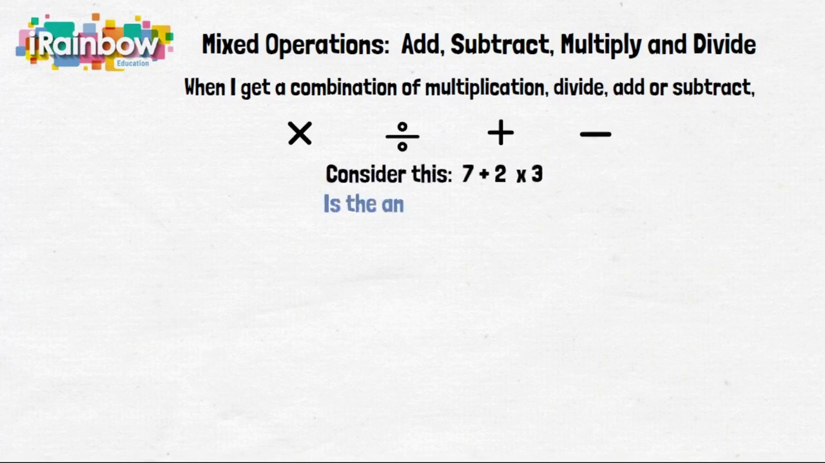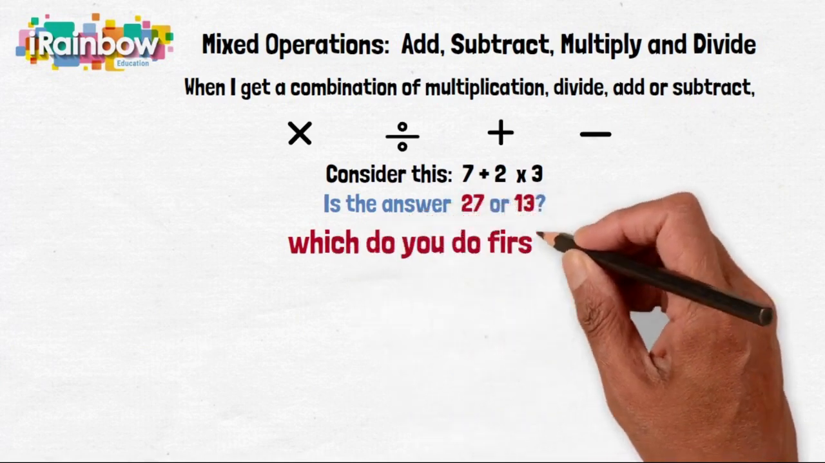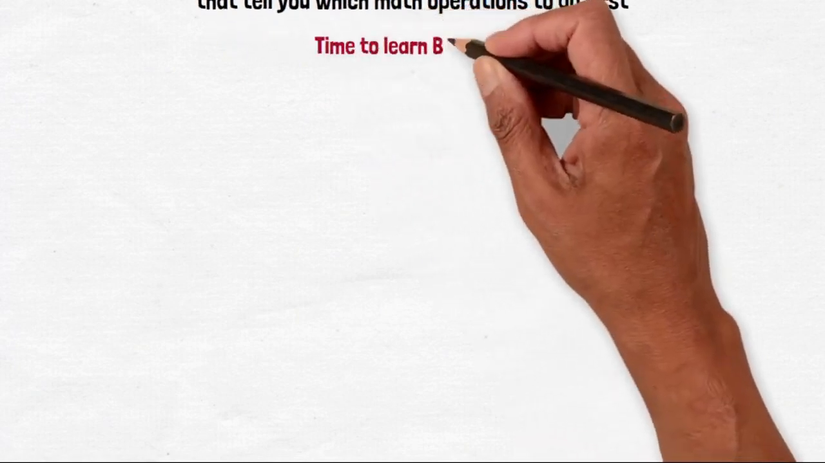Consider this. What is 7 plus 2 times 3? Is the answer 27 or is it 13? The order of operations is a set of math rules that tells you which operation to do first.